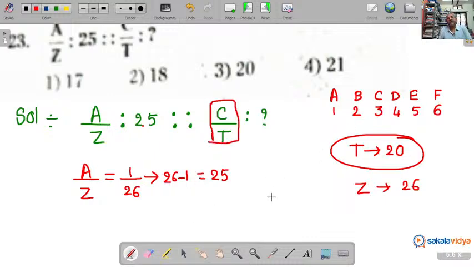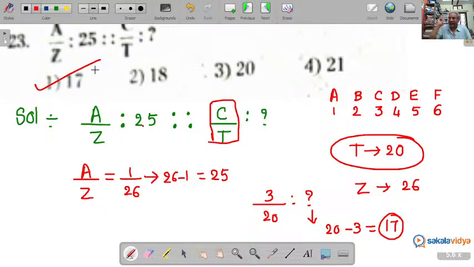Here C means 3 upon 20. So now the question mark is equal to 20 minus 3. 20 minus 3 will be absolutely 17, because T20, 3 upon 20 is 20 minus 3. So 17, this is the pattern answer. So 17 is the right answer.